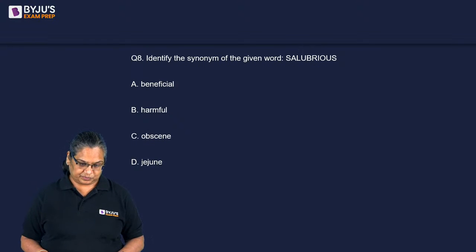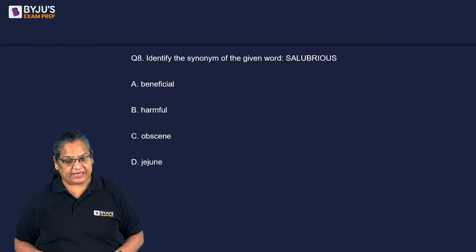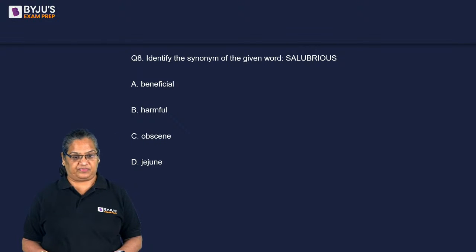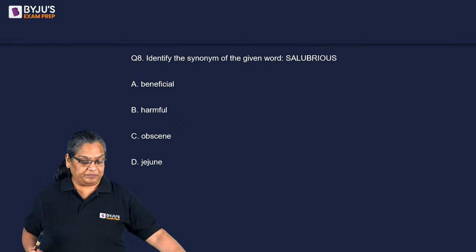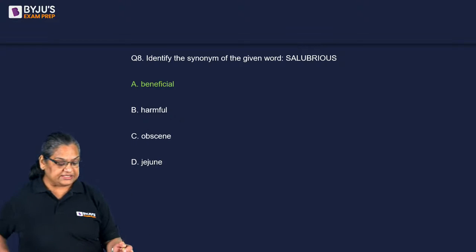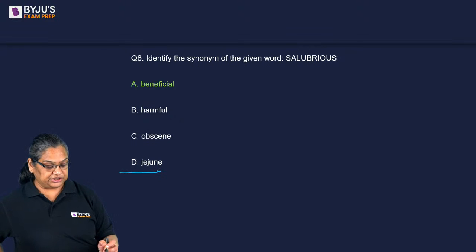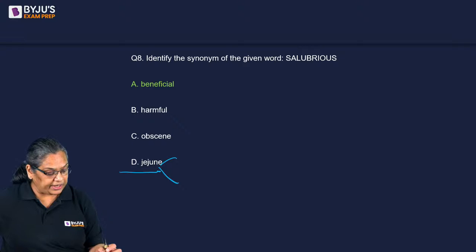Salubrious. Beneficial, harmful, obscene, or jejune. What do you think is the meaning? Salubrious climate, salubrious effects of a particular fruit or climatic conditions of a particular region. Salubrious means good for health. Alright, what does this word mean? Jejune, two meanings. One is boring.